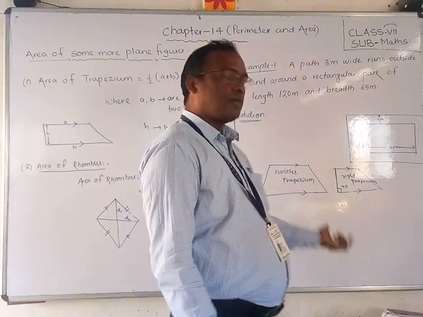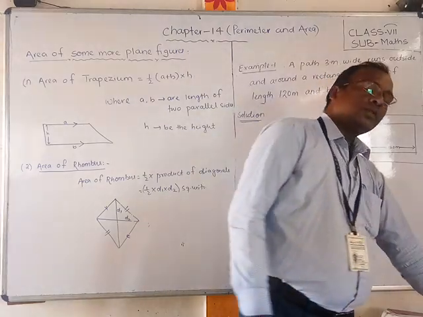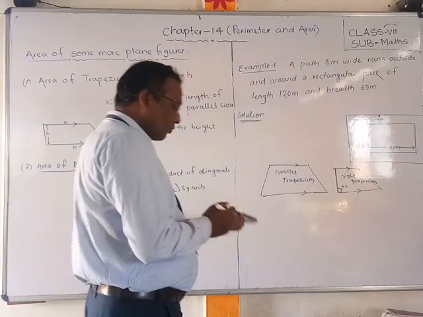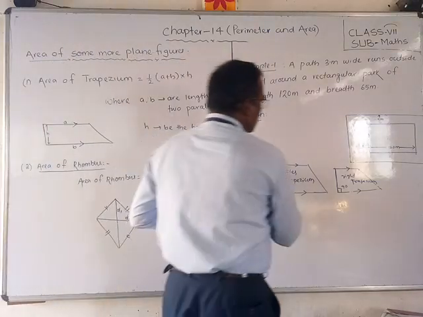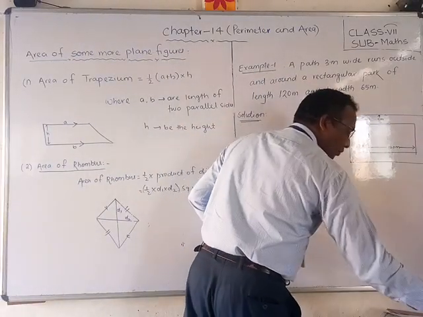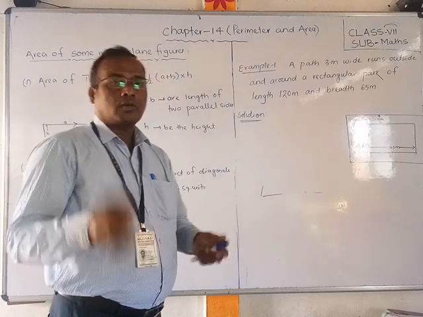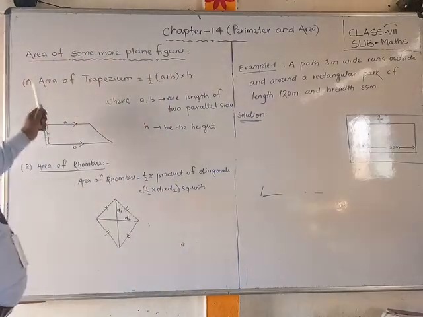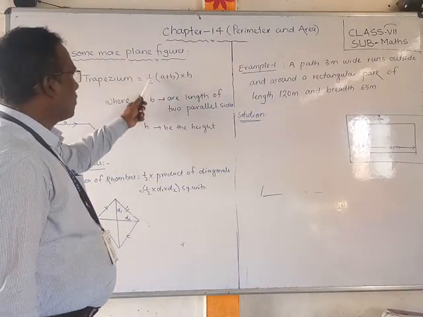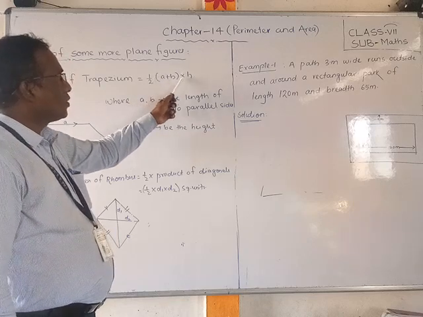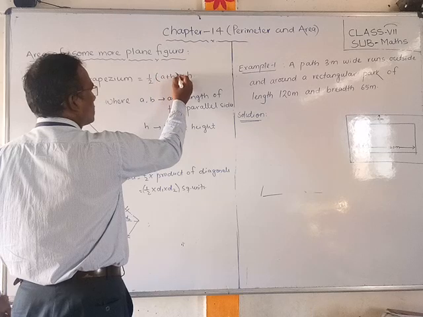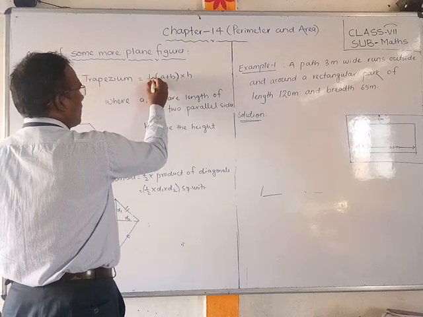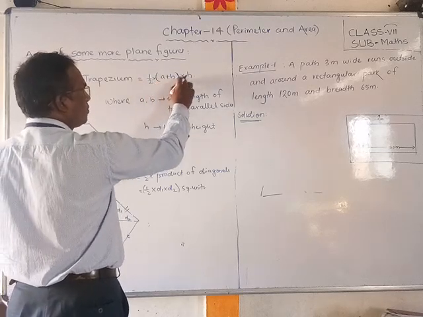Now, what is the formula for the area of the trapezium? Either it is an isosceles trapezium or a right trapezium, whatever it may be, how should we find the area? The area of the trapezium is equal to half into (a plus b) into h. That means inside the bracket you write a plus b, and outside, half into the whole (a plus b) into h.